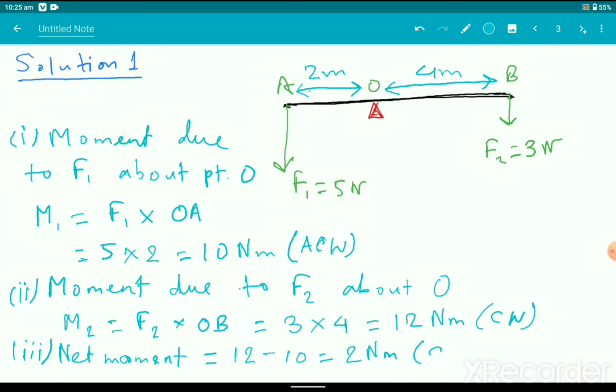will be clockwise. So what will be the effect of these two forces? Ultimately the horizontal bar AB would be rotating in the clockwise direction about the point O with a moment of 2 Newton meter. Okay, so this is the solution. I think the concepts are clear to all of you. Now let us quickly move on to question number 2.